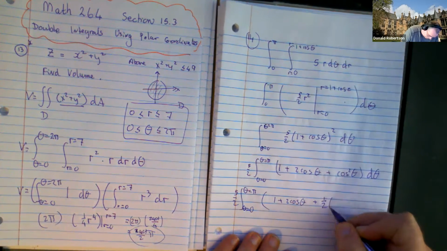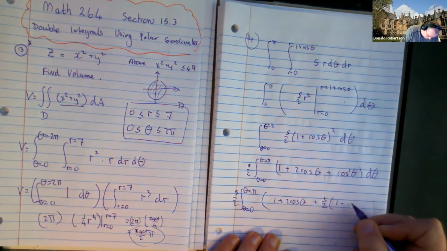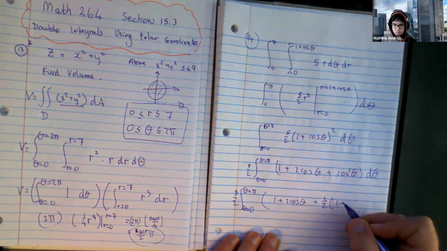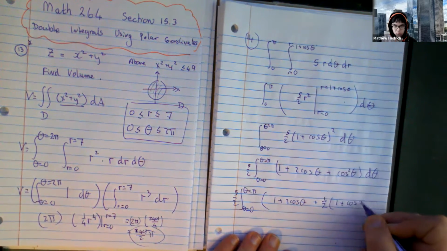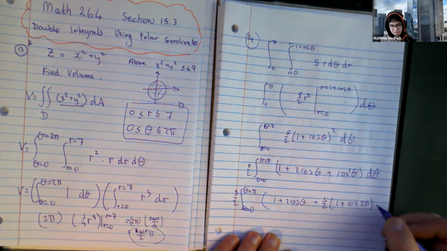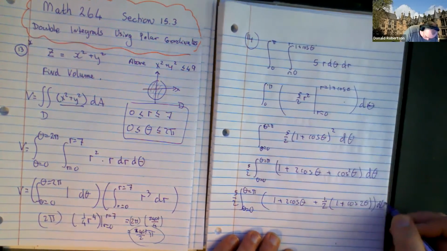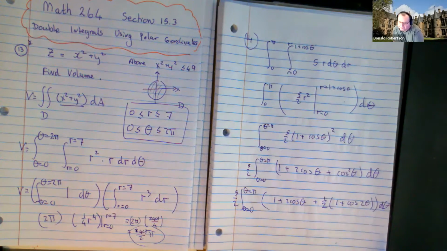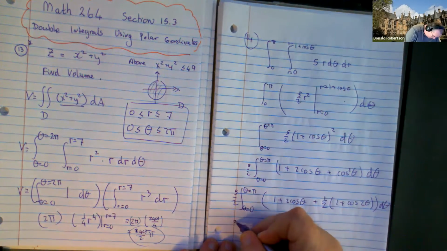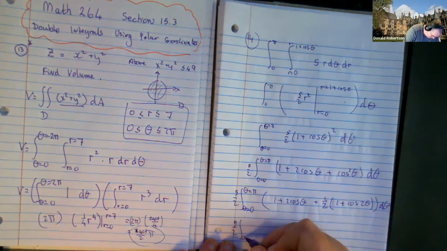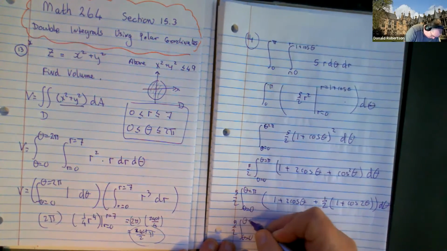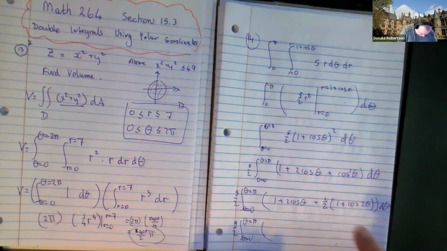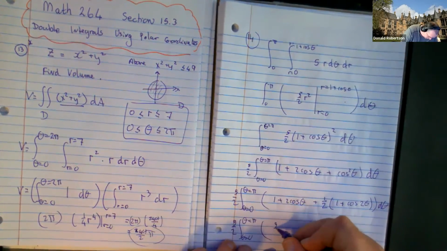Isn't that 1 minus, or 1/2 1 minus cosine 2 theta? I got the sign wrong. Yeah, but you're close enough. Yeah. Now, this is pretty much at the end. A half and half gets you 3 halves.